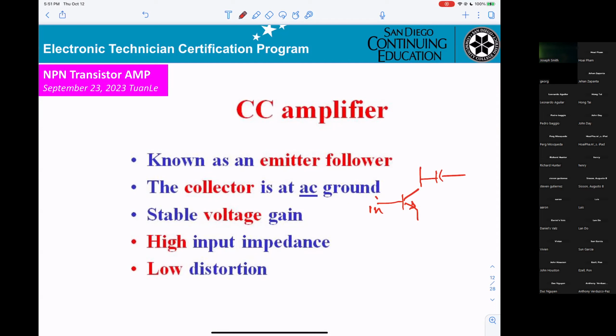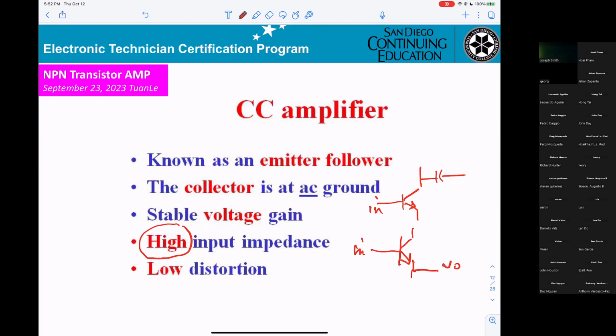Okay. Common collector. But the important thing in here is high input impedance. You can see the gain for the common collector will be very small. They are almost the same at the input.